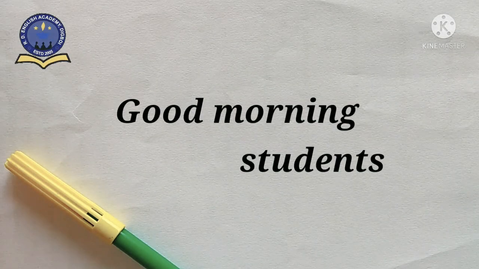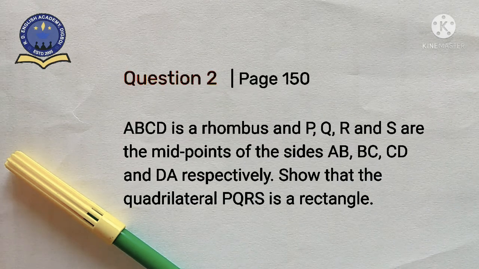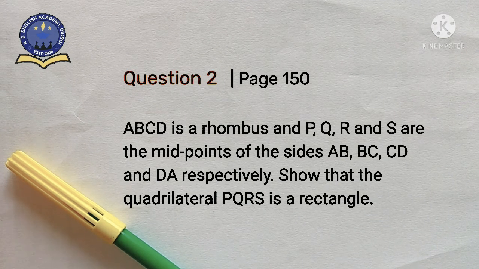So I hope all of you understood the first question from exercise 8.2. Today we start the second one, and the second question is given in this way. If you see here, ABCD is a rhombus and P, Q, R and S are the midpoints of the sides AB, BC, CD and DA respectively.